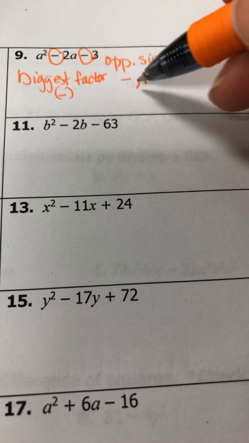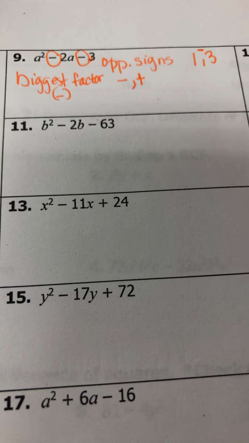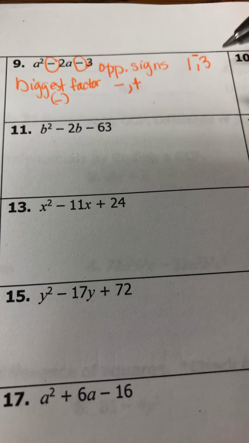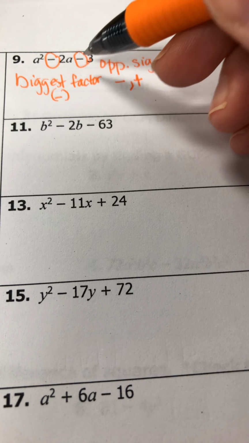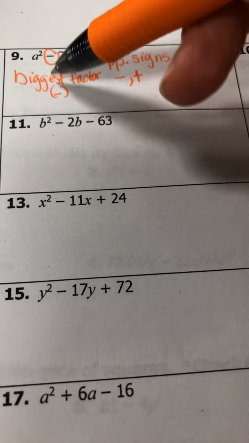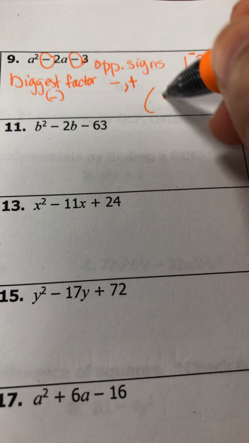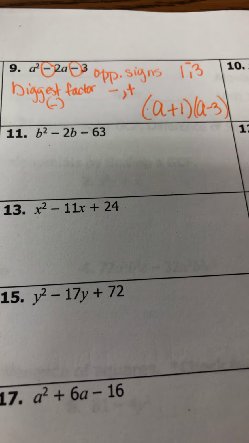Now we need opposite signs. My biggest factor is negative this time. Since 3 is my biggest factor, then 3 is negative and 1 is positive. Now 1 times negative 3 is negative 3. 1 plus negative 3 is negative 2. So I'm in good shape here. Now using A, I'll have A plus 1, A minus 3.